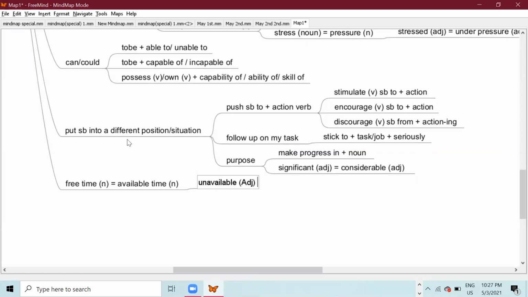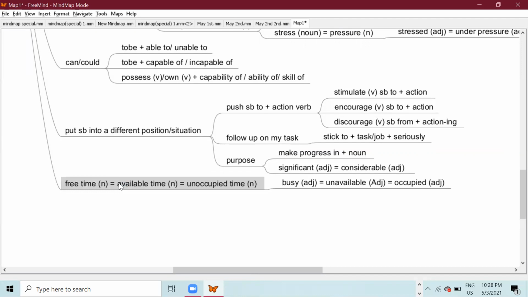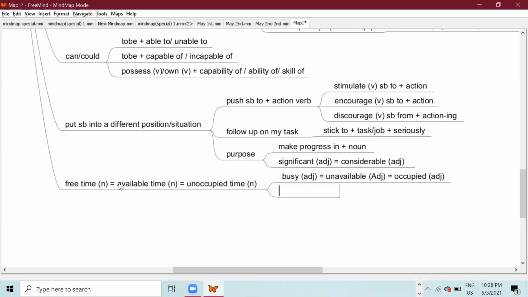or I can say that I am occupied at this moment. So I have some free time, I have some available time, or I have some unoccupied time. So you can have three phrases like this to describe the situation of you being free. And please remember, occupy is a very good verb for us to use.